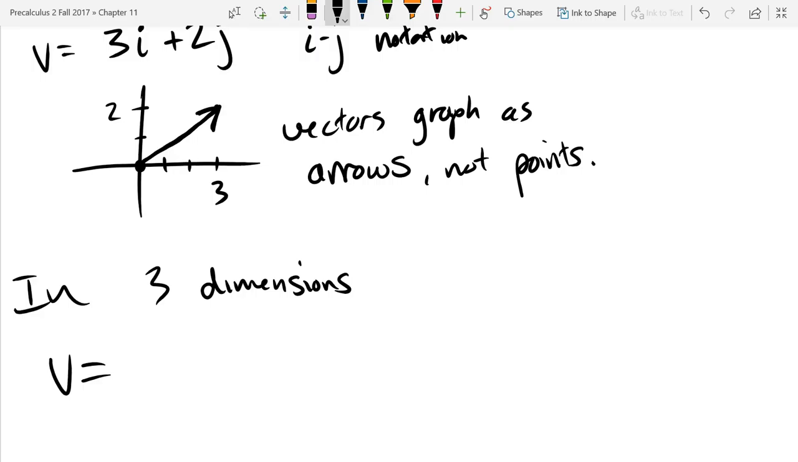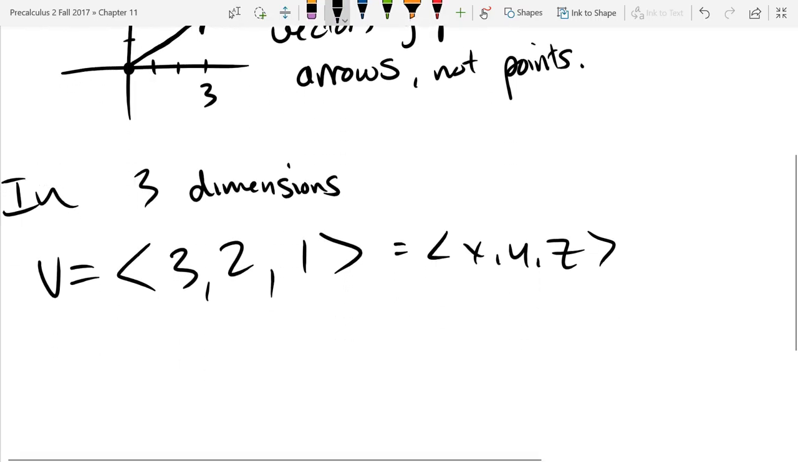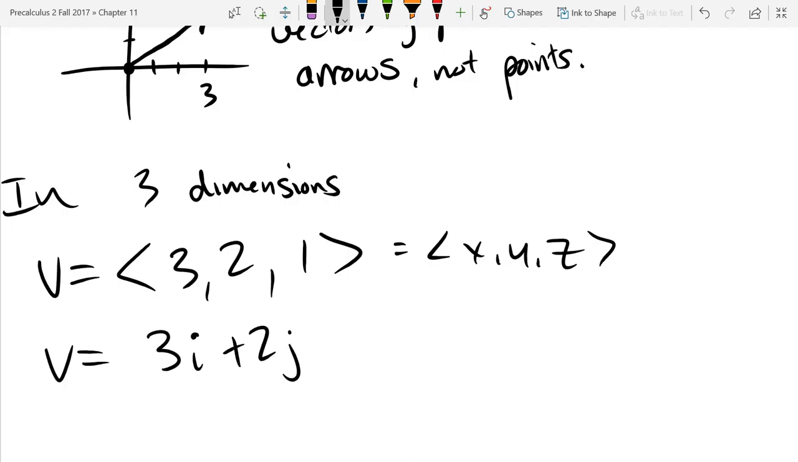In three dimensions, we would have three coordinates. It could look like 3, 2, 1. So you want to think of this as x, y, z. The other notation, 3i plus 2j plus 1k. So this is called ijk notation.